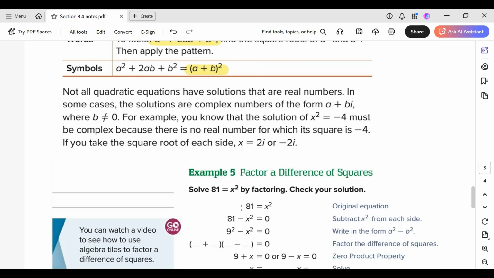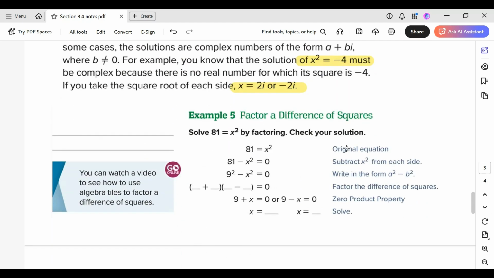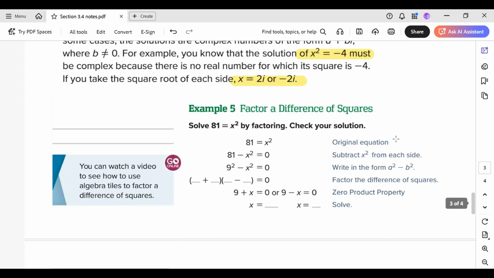Now remember that we cannot take the square root of negative numbers, because those are considered complex, so we are going to use the letter i. So in example 5, it says solve 81 equals x squared by factoring.